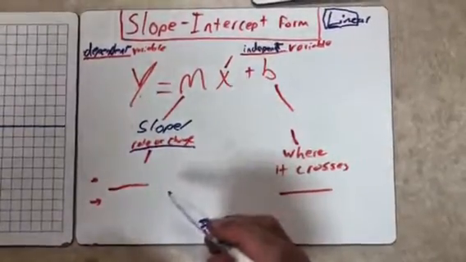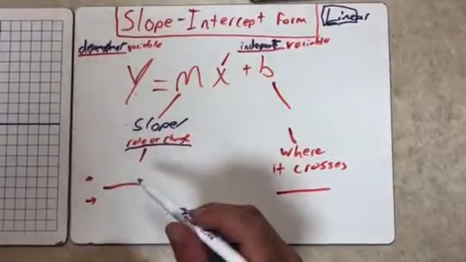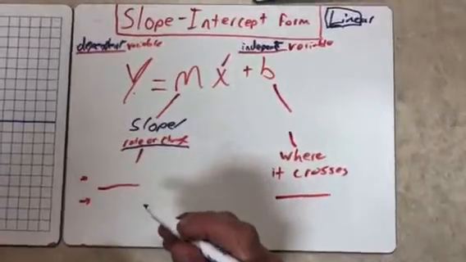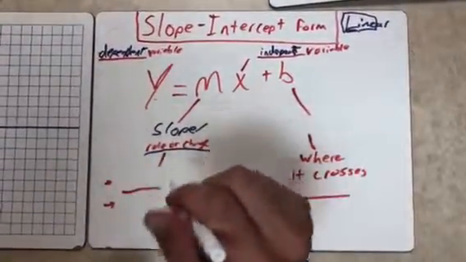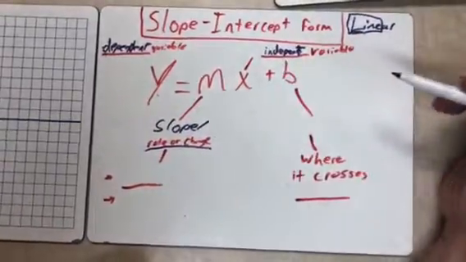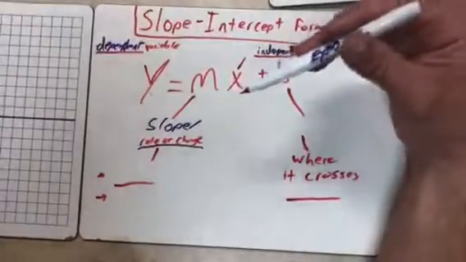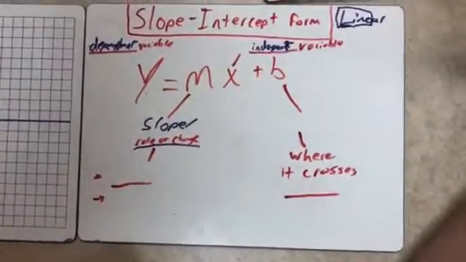So when we say miles per hour, or dollars per hour, or anything where you hear the word per, what's going to happen is we're going to go up the same amount every time. So if I make $5 an hour, if I work 1 hour, I made $5. If I work 2 hours, I make $10. I'm going up $5 per hour, okay?